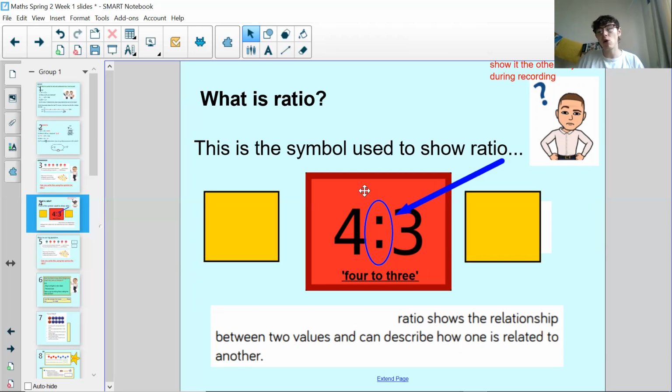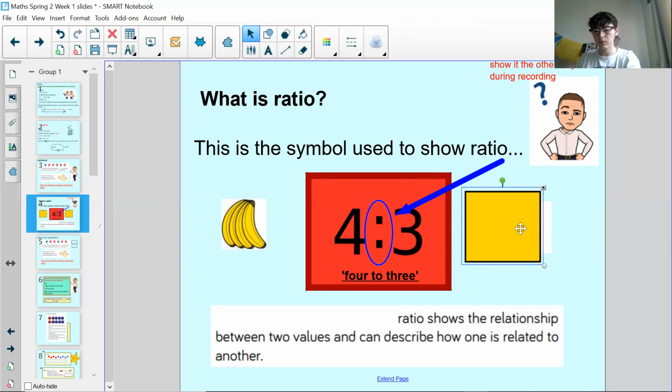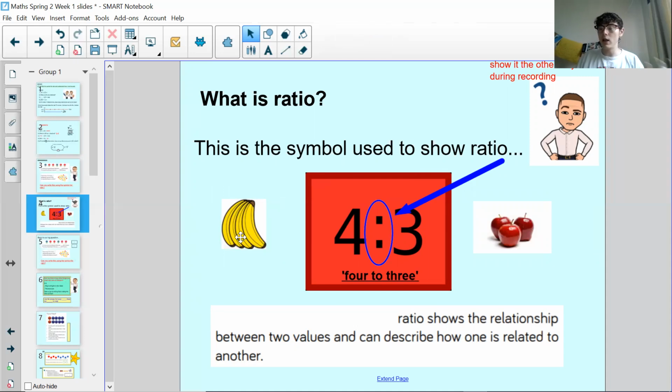Now you can see in my example, I've got a 4 and a 3, okay? And the way you would say this ratio when there is a 4 on one side, a 3 on the other side, or it could be other numbers, is 4 to 3. It's important to remember that, okay? So to put it into a little bit of an example, I've got 4 bananas on one side. I've got 3 apples on the other side, okay? So the ratio of bananas to apples is 4 to 3, okay?